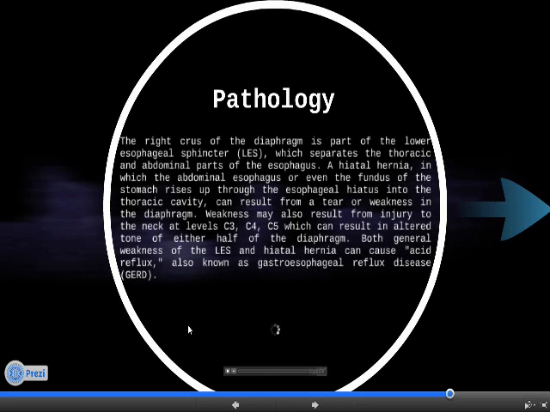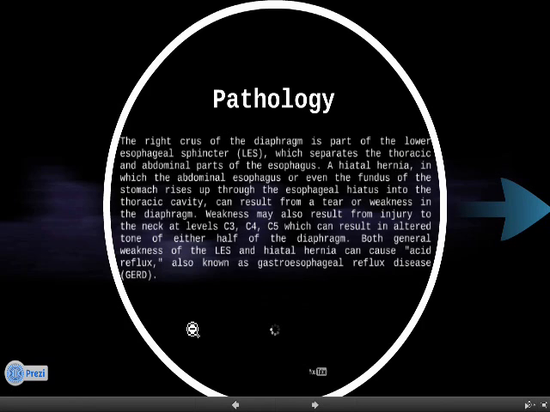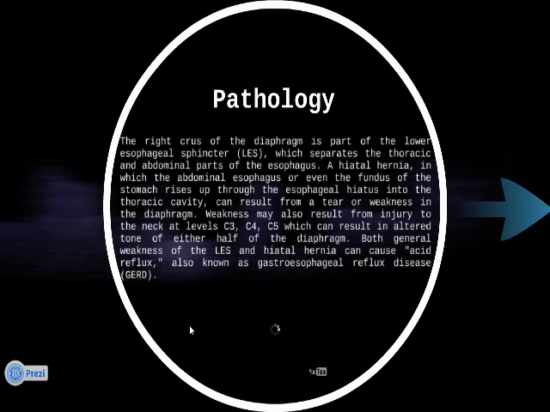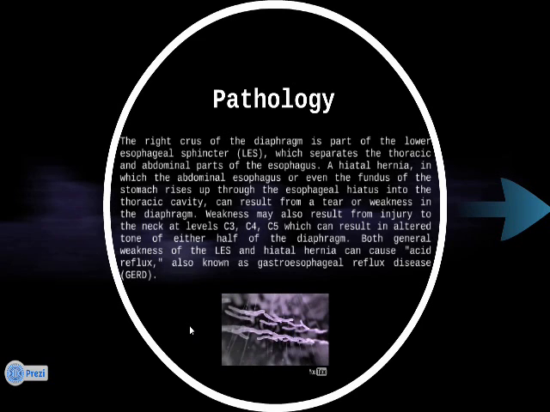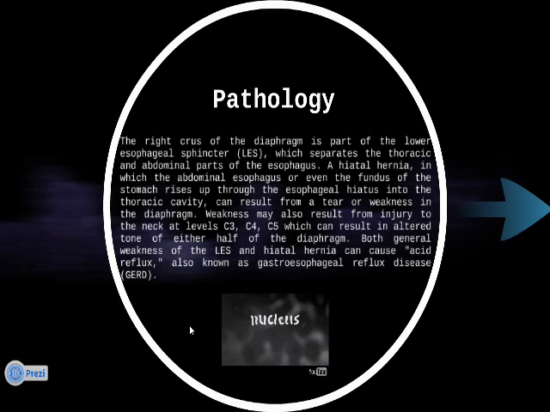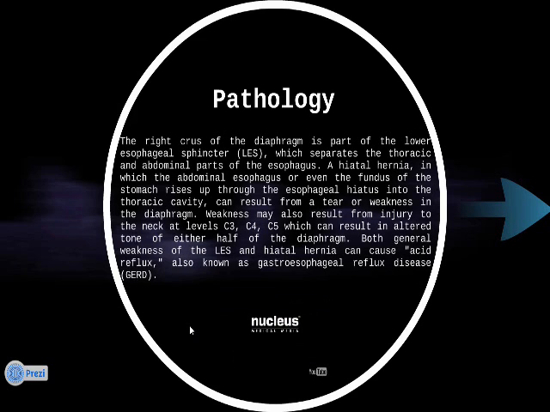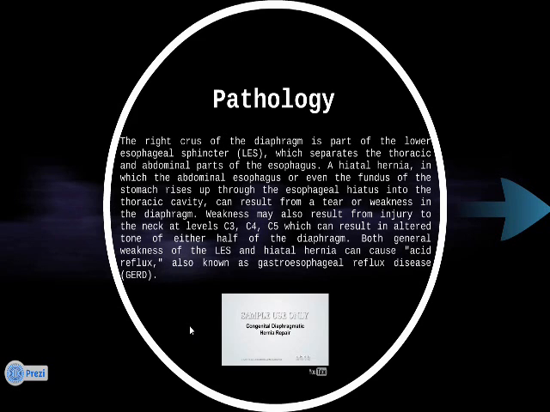In pathology, the right crus of the diaphragm is a part of the lower esophageal sphincter, which separates the thoracic and abdominal parts of the esophagus. A hiatal hernia, in which the abdominal esophagus or even the fundus of the stomach rises up through the esophageal hiatus into the thoracic cavity, can result from a tear or weakness in the diaphragm.